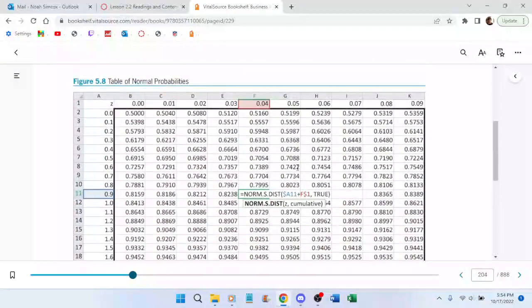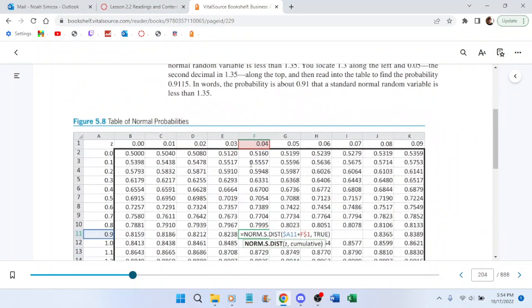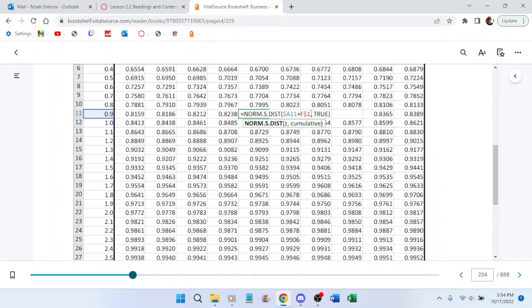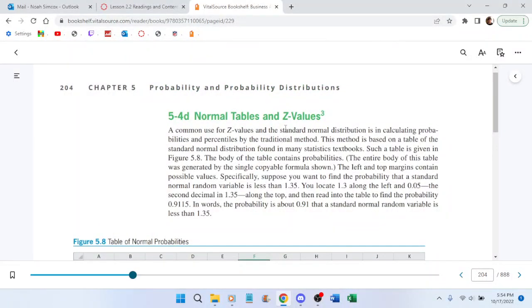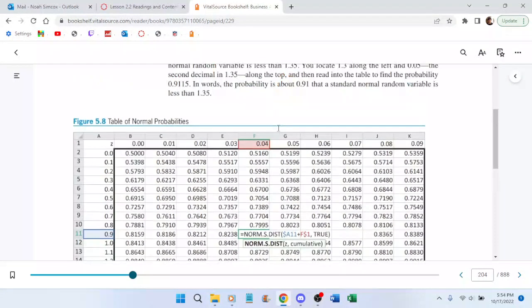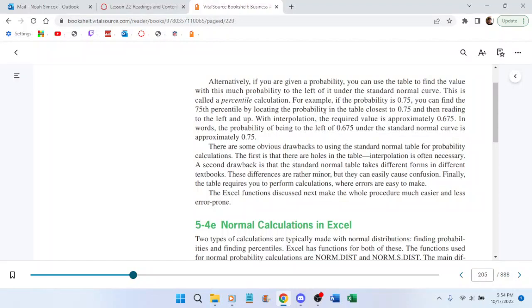Where's the formula? What, this? Oh, come on. Tables. Why can't you just use an equation to find it or something? Anyways. If the probability is this, the probability of being to the left of this number is 0.75.